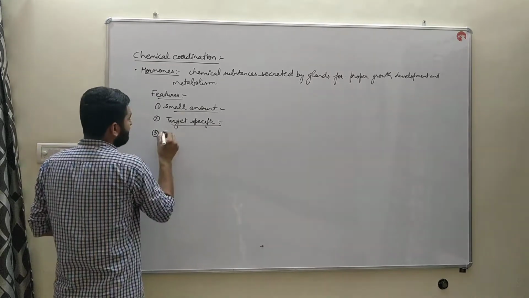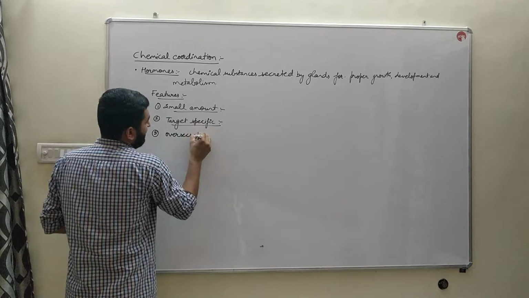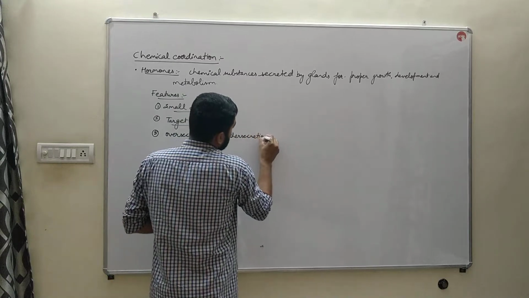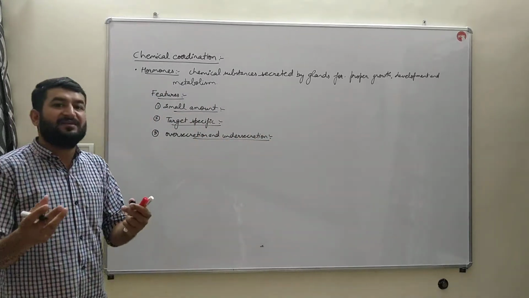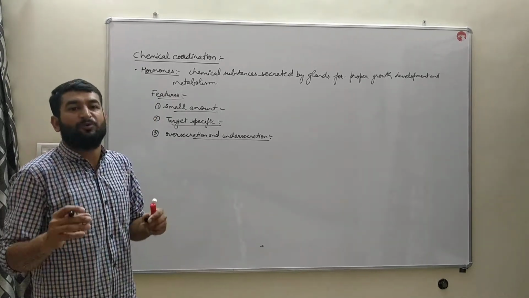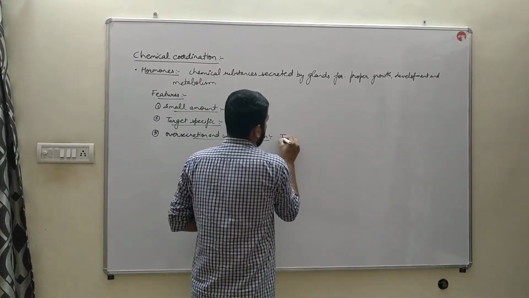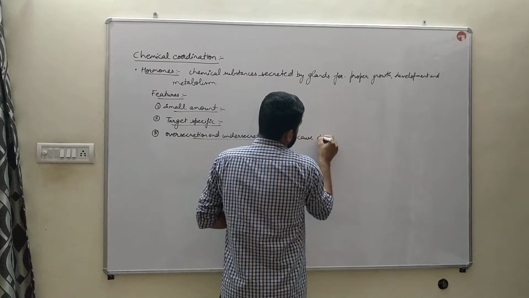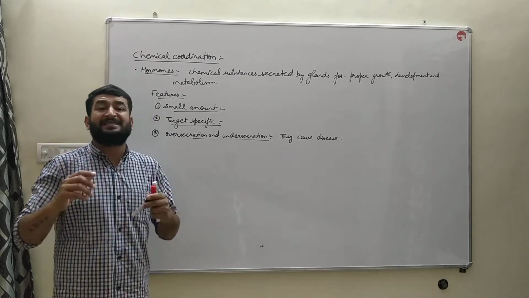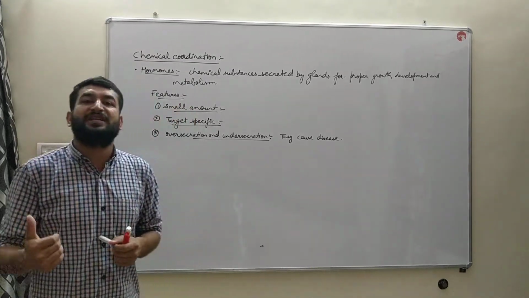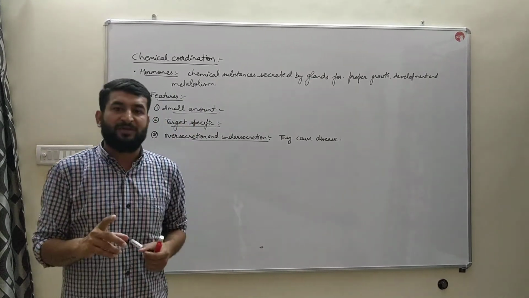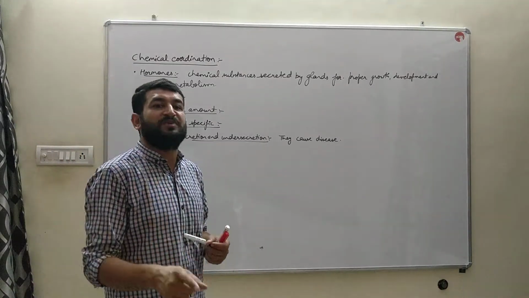Third, over secretion and under secretion. If they are secreted in more than the usual or required amount, or in less than the usual or appropriate amount, in both cases they cause diseases. They have adverse effects, both under secretion as well as over secretion. Both will cause problems and certain diseases in human beings.